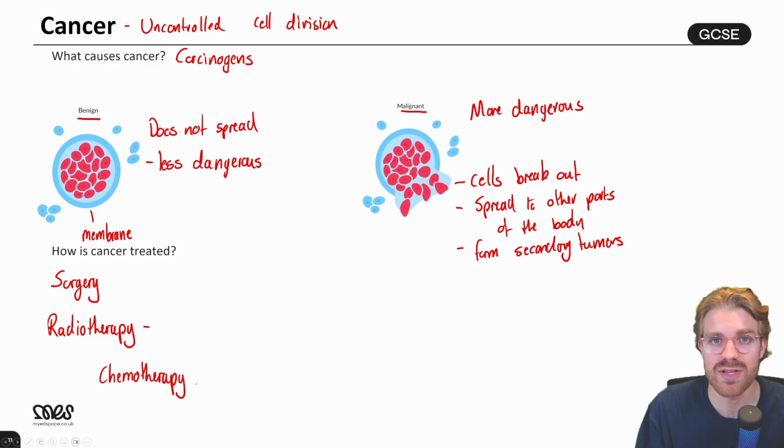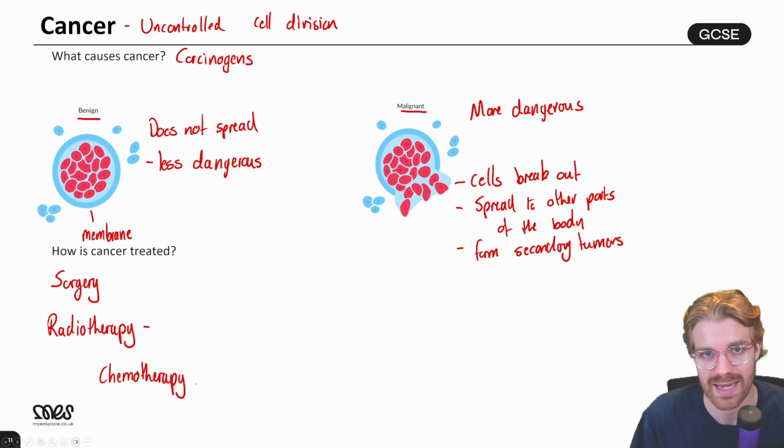But the other cells will still take up some of that drug, and so the healthy cells will still be affected. And this is why chemotherapy often has lots of really severe side effects, such as nausea and hair loss associated with it. So those are our potential treatments for cancer.